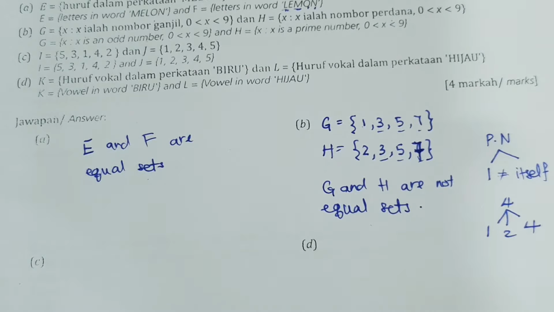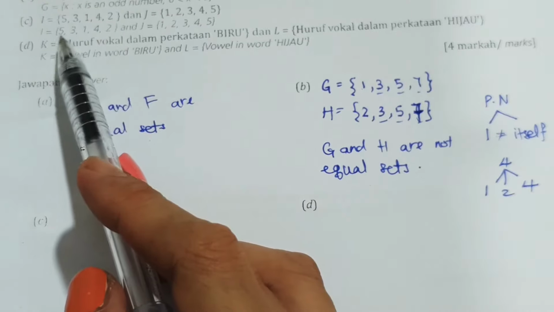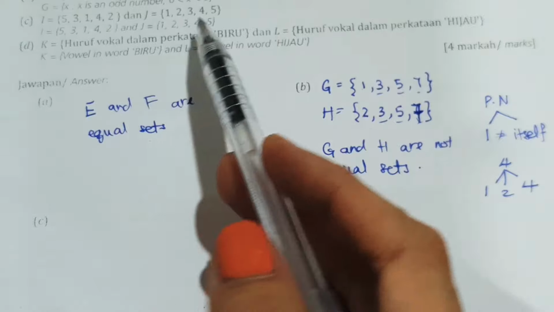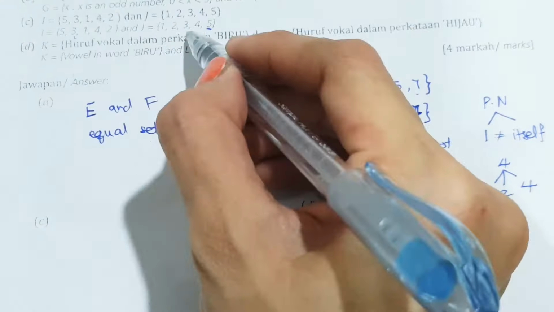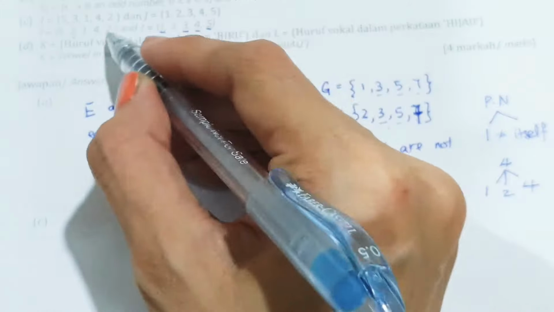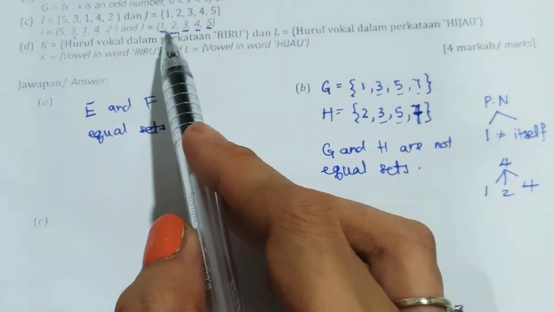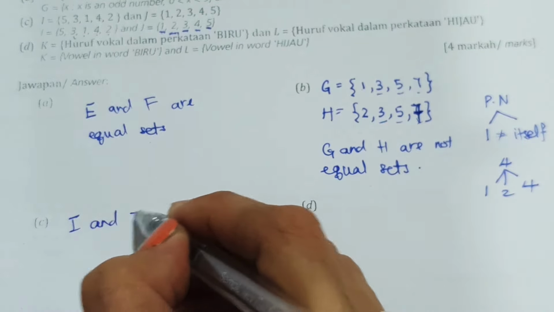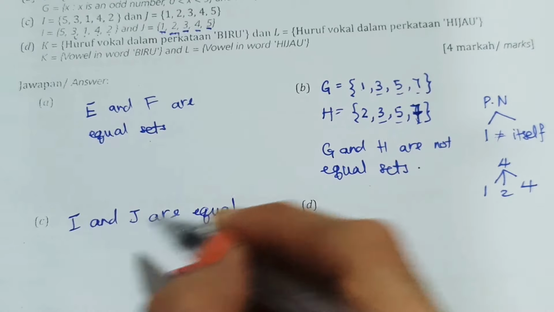All right. Next, part C. We have I: 5, 3, 1, 4, 2. J is 1, 2, 3, 4, 5. Let's check 5 here. There you go, 5 here. 3 here, 3 here. 1, 4, and 2. All the elements in I appear in J and vice versa. Therefore, I and J are equal sets.